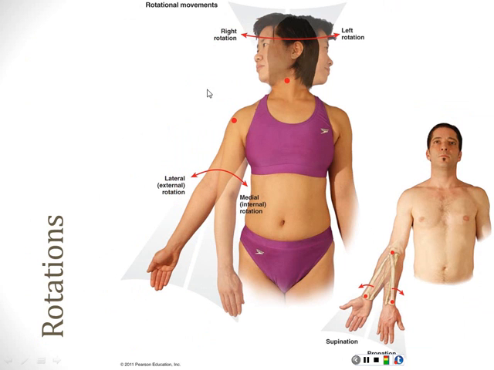And then rotation. The head rotates. The trunk also rotates. You can rotate your trunk. And then for the arm, you have supination and pronation, as well as rotation of the humerus, so external rotation and internal rotation. We see this at the hip as well.